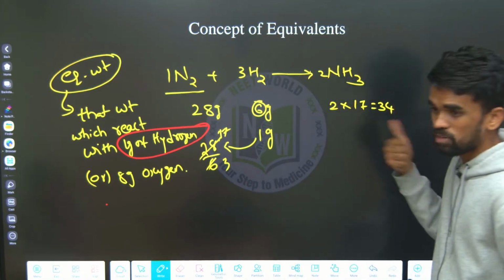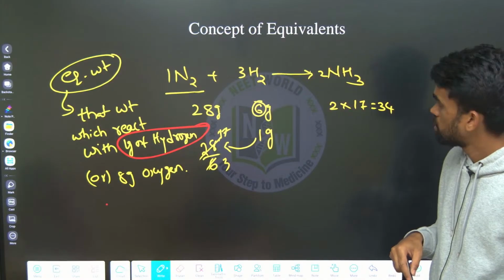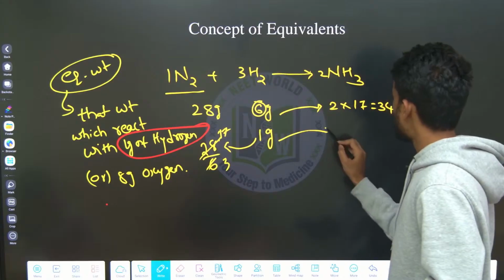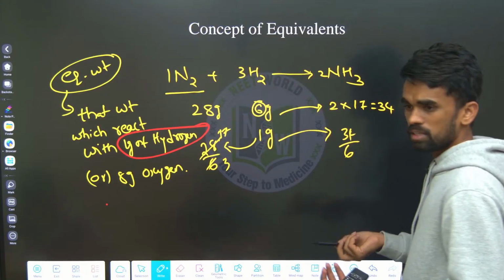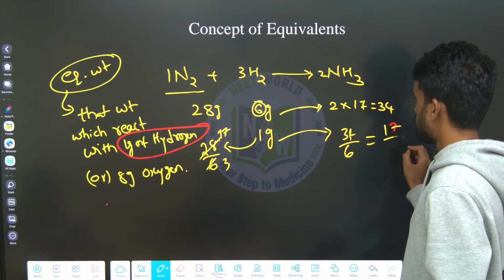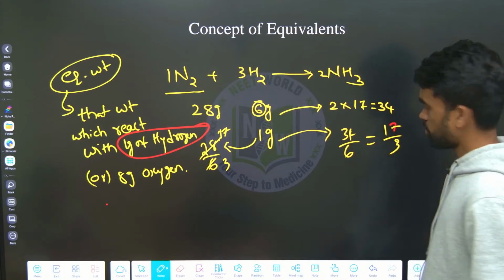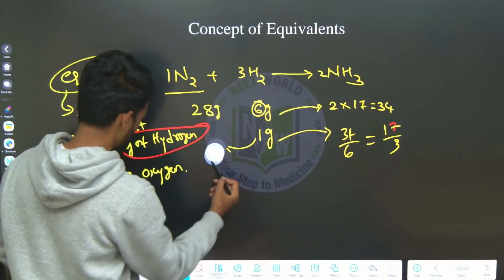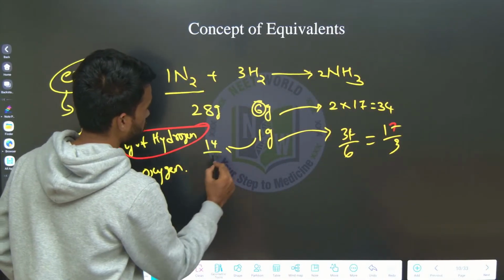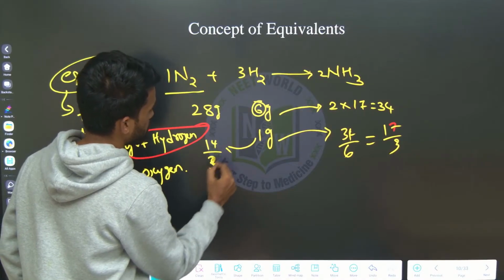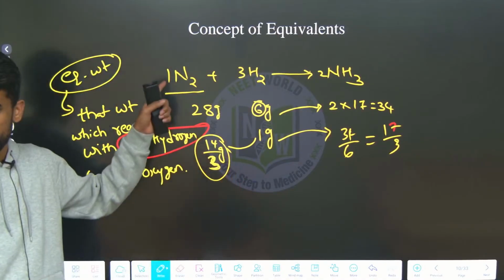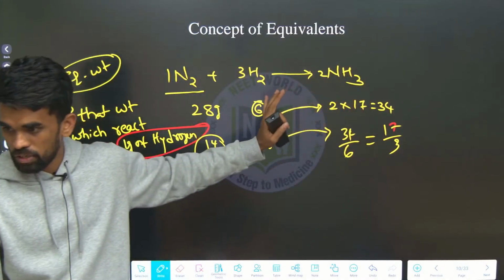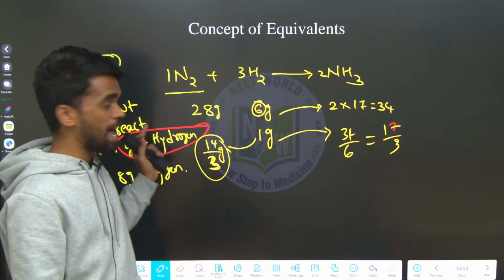Similarly, can you tell me what is the equivalent weight of ammonia? 6 grams forming 34, so 1 gram will form 34 by 6. That's it, 17 by 3. So 14 by 3 is the equivalent weight of N2 and 17 by 3 is the equivalent weight of ammonia. Like this we need to answer. Is this clear or not? This is as per the equation.